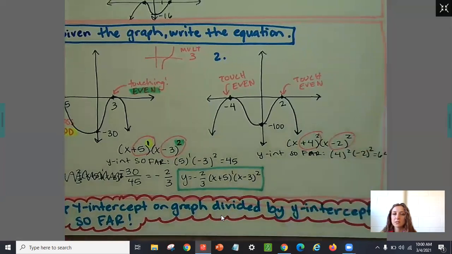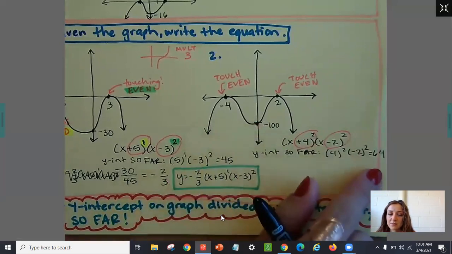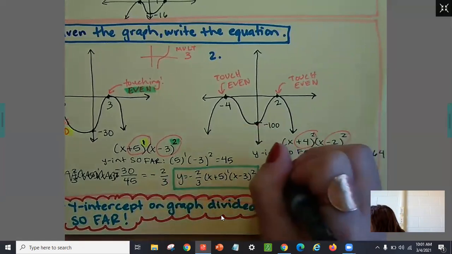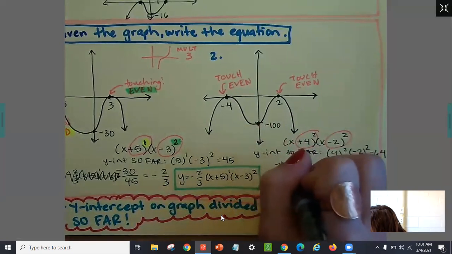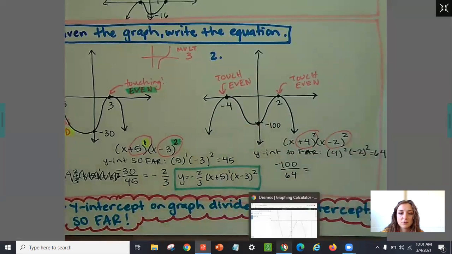So what we're going to do is we're going to take the y-intercept on the graph and we're going to divide it by the y-intercept that we have so far. So we're going to have negative 100 divided by 64. We're going to reduce that fraction in Desmos. So let's go to Desmos.